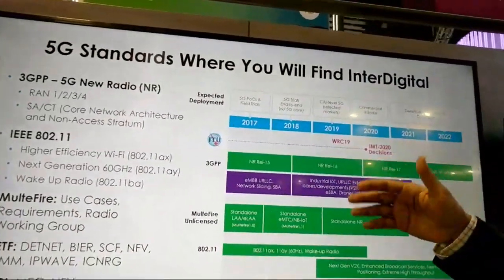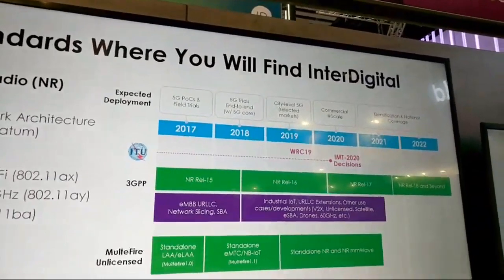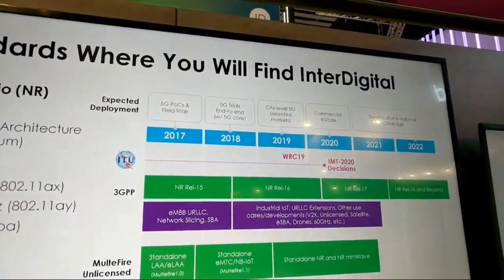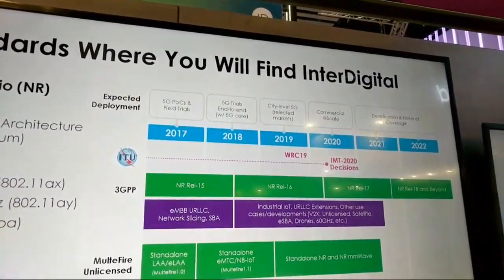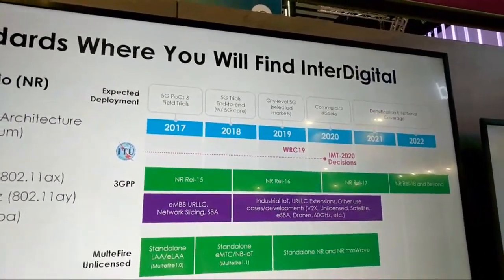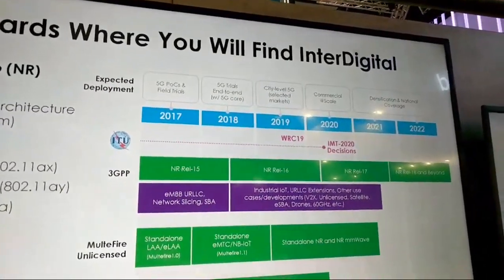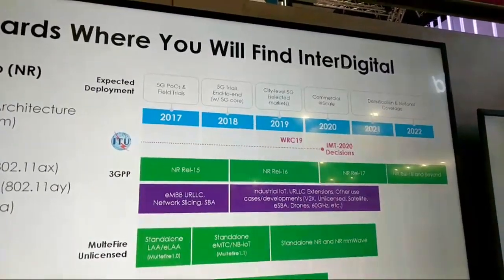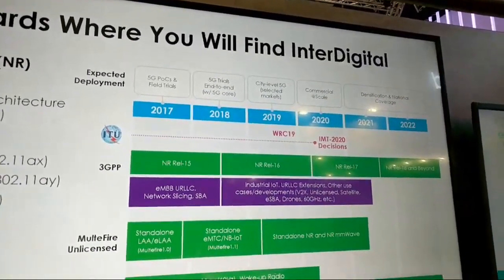There have been proof of concept and other trials in 2017 and 2018. In 2019, we are seeing city-level 5G deployments. In 2020, we expect to see commercial at-scale deployments throughout the world. And in 2021 and 2022, our expectation is that we'll start to see more densification and national coverage.